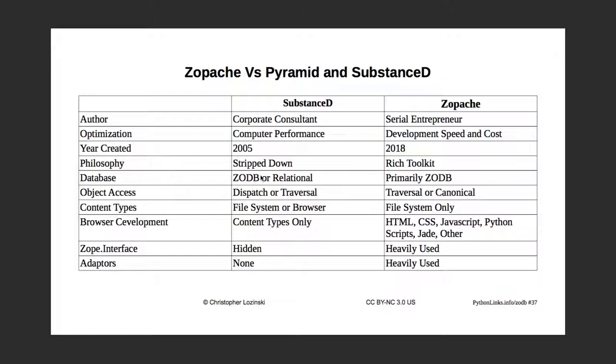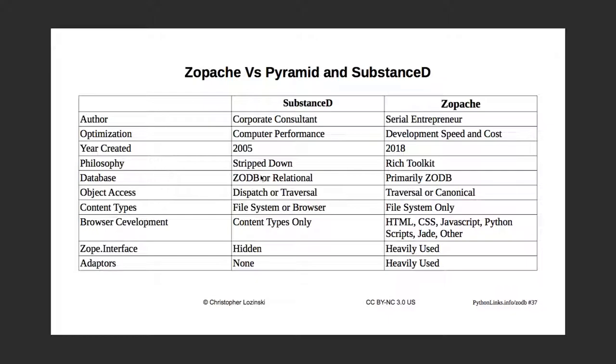First of all, Substance D was done by a corporate consultant. His first and top priority is performance. He says so very clearly in the article Defense of Pyramid. I'm a serial entrepreneur. I've released lots of products, and I'm releasing products faster and faster. What I'm concerned about is development speed. Computers are really cheap compared to my cost and time, and so I want a rich toolkit to help me be as productive as possible.